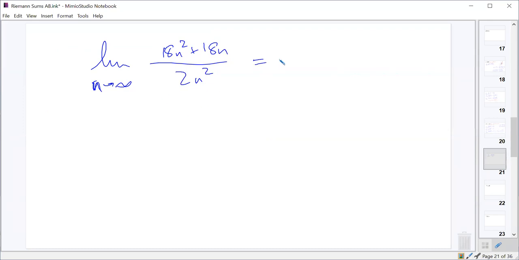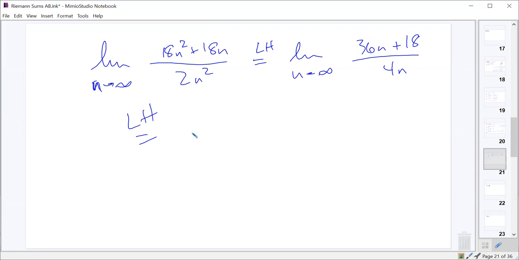Oh yeah. So using L'Hopital's rule, it's a limit as n approaches infinity of (36n + 18) over 4n, which is still infinity over infinity. But using L'Hopital's rule, that becomes the limit as n approaches infinity of 36 over 4, which is just 9. So it's just one of the ways that we evaluated limits before.